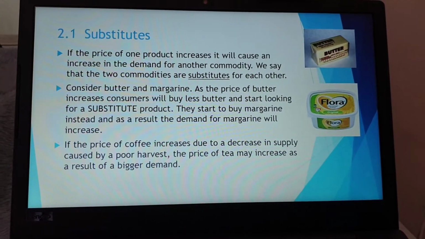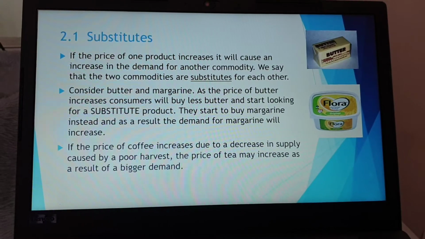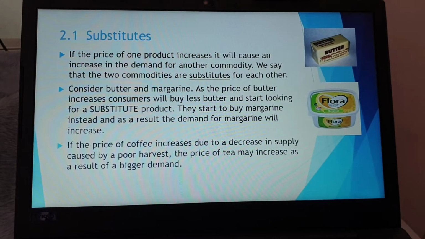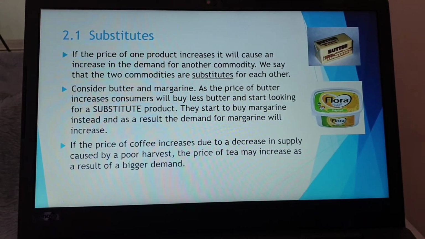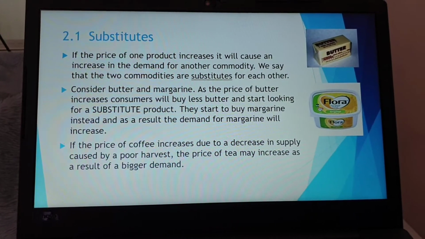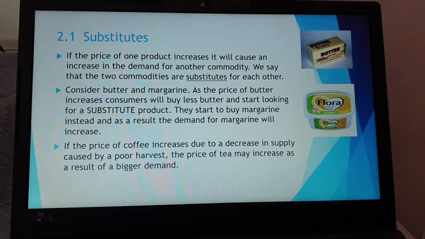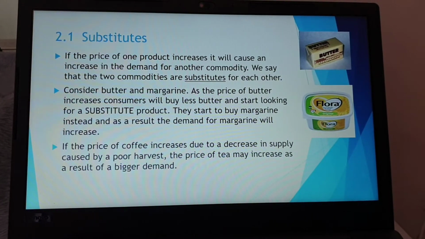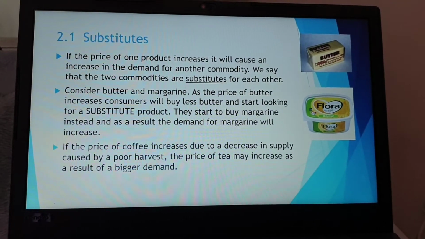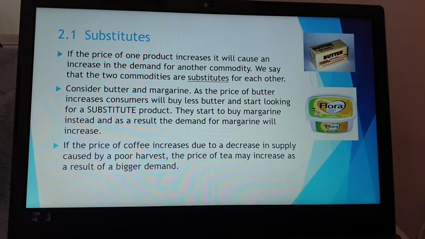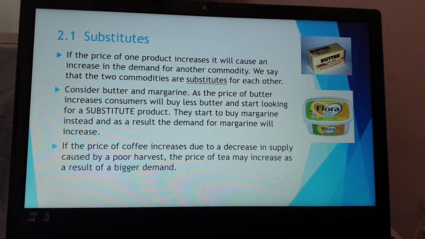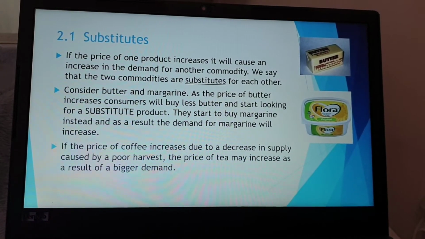Now, if the price of one product increases, it will cause an increase in the demand for another commodity. We say that these two commodities are substitutes for each other. Consider butter and margarine. As the price of butter increases, consumers will buy less butter and start looking for a substitute product. They then start to buy margarine instead, and as a result, the demand for margarine will start to increase. If the price of coffee increases due to a decrease in supply caused by a poor harvest, the price of tea may increase as a result of a bigger demand.